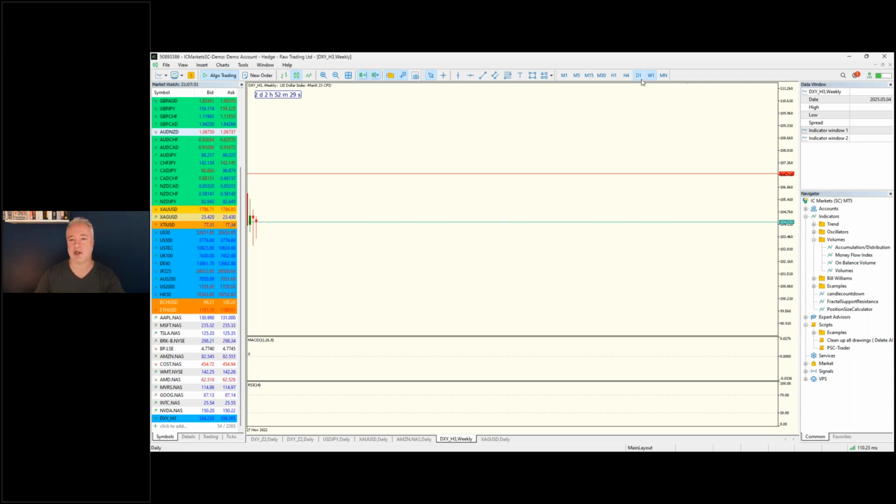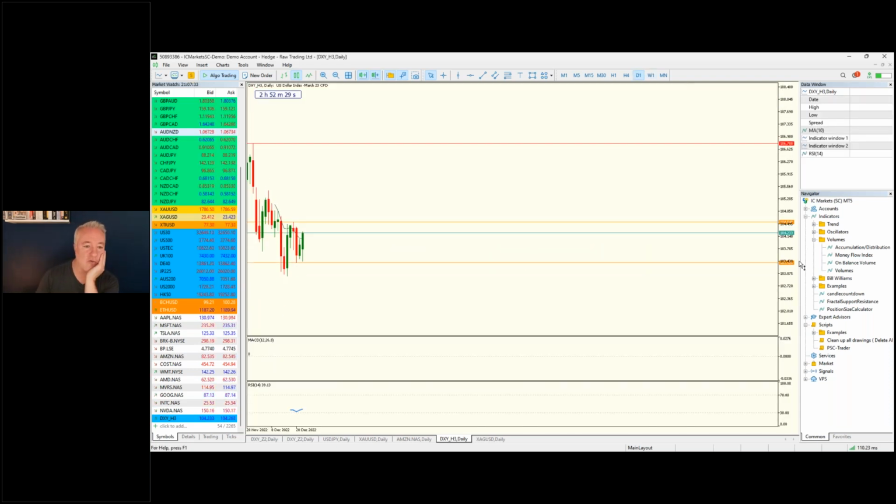Okay, so that's a weekly chart. Let's look at it from a daily perspective. And really what I'd like you to see here is a very bullish candle, and it's a high low. So when we have a change in trend, it often starts this way.